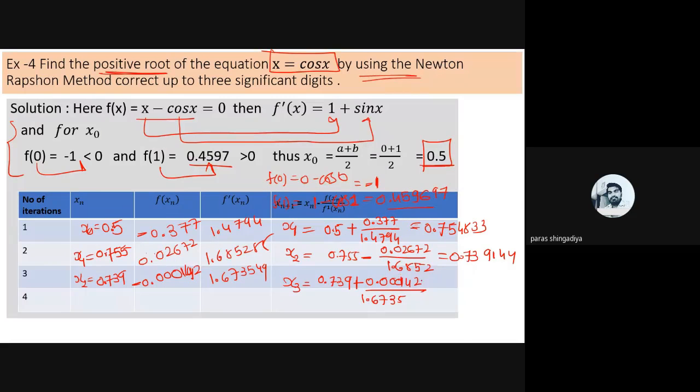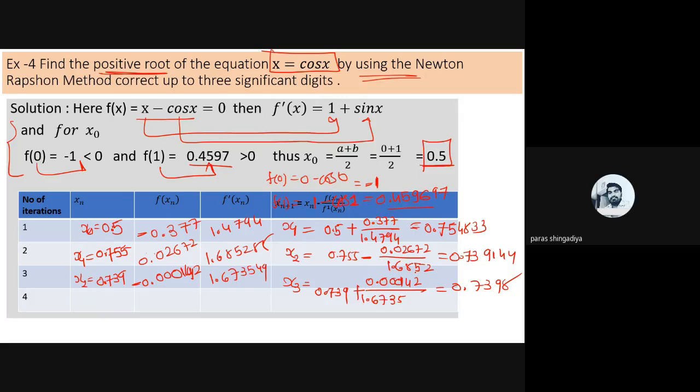Correct, sir? Yes, 0.739. That is 0.7398. How many of you got this answer? 0.73984. Here it is, plus between them 0.739 plus, and then after this division. Is it the correct answer? 0.7398 of the third iteration. Yes, sir. Okay, good. So now compare the x2 and x3.